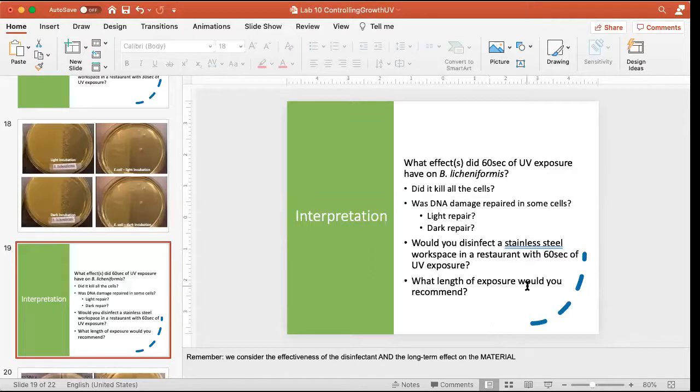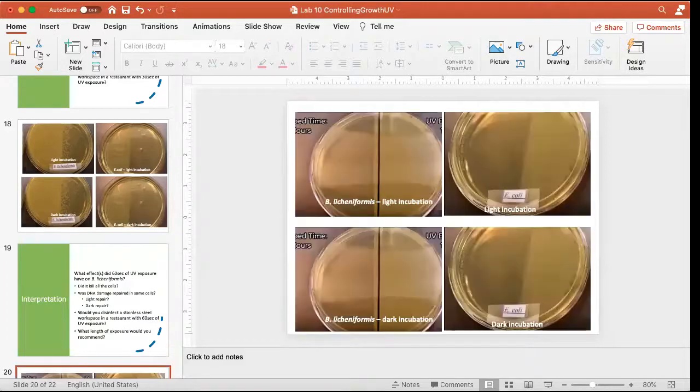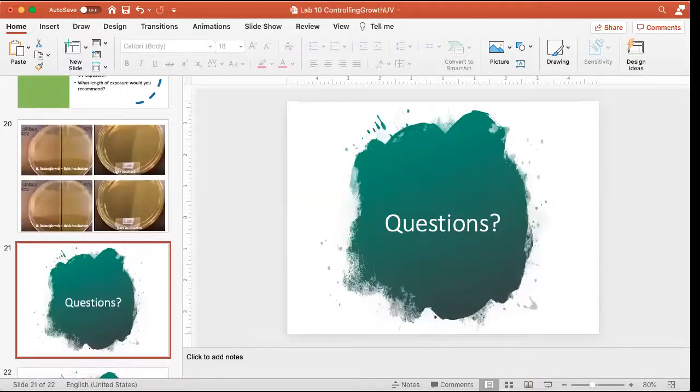So of course, from our results, and of course this was a very simple experiment, we would say, yeah, 60 seconds is enough. 60 seconds is a good amount of time to disinfect a stainless steel surface, although you might want to go even longer than that just to make sure.